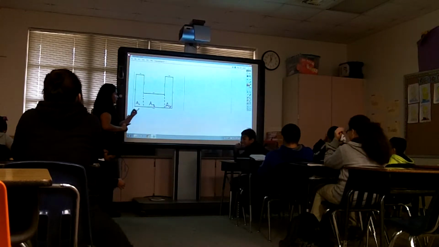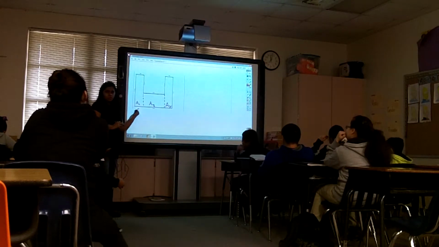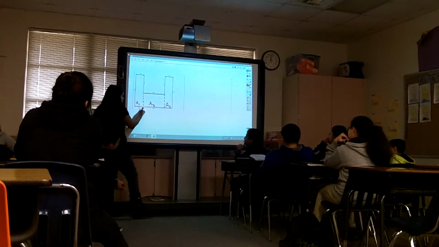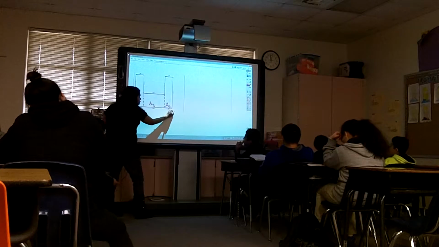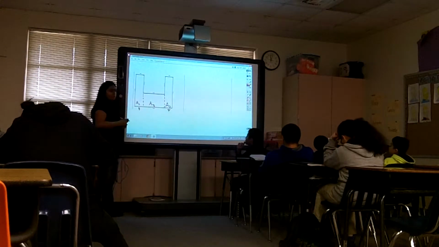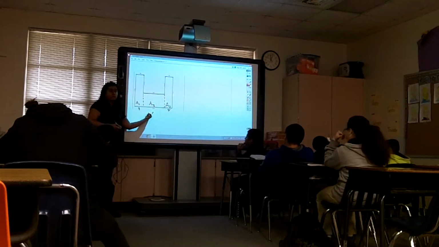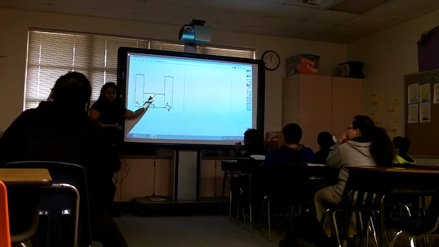Not quite. What would this side measure here? 14. What would this side measure here? 3. And then this side? 3. So what do those two sides give me together? 6. And if I subtract that from 14, what do I get? 8. So that's how they got that 8. Does that make sense? Yeah.